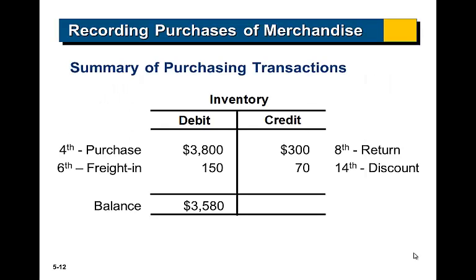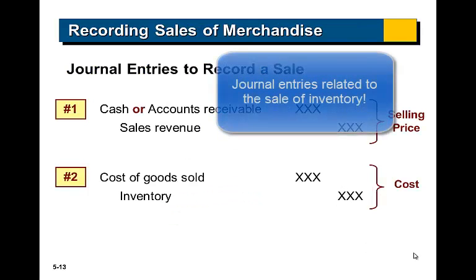After posting these journal entries, the T account for inventory looks like this. We debited inventory for the purchase price of $3,800 and the freight of $150. We credited it for the return of $300 and the discount of $70. So the net cost of our inventory is $3,580.